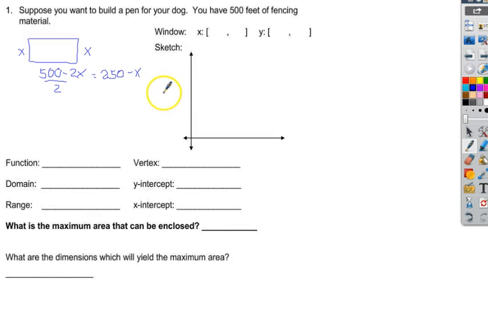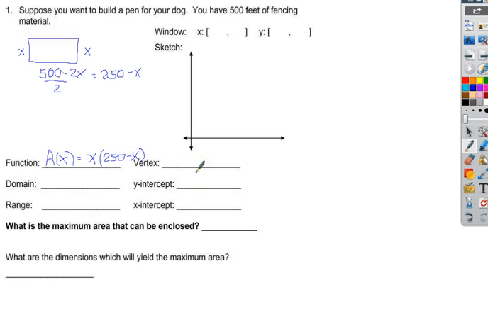All right, now that we have that information, we're going to set up our function. Our function, simply the area as a function of x, is equal to the length times the width, which is x times 250 minus x. I'm writing with my mouse, so it might not be the neatest thing in the world.